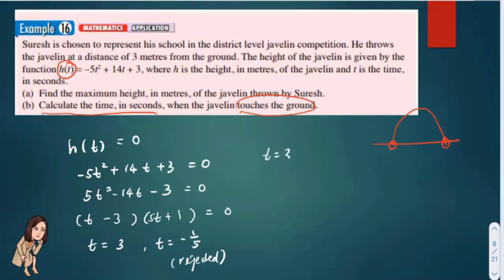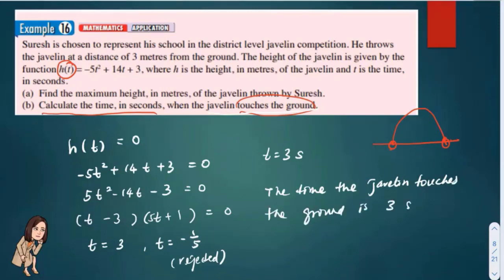Since this is a solving problem question, it's better that you write a sentence to make a conclusion. The time that the javelin touches the ground is 3 seconds. Tulis dalam ayat. Jangan malas lah, just answer the question. Don't just show the working and say T equals 3 seconds only.